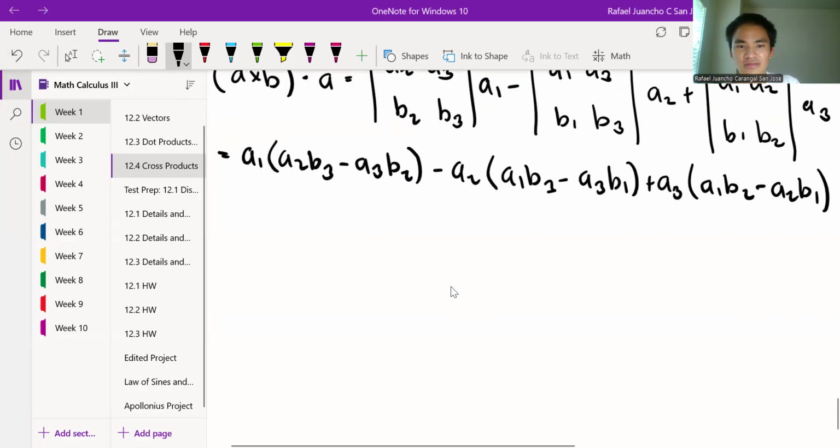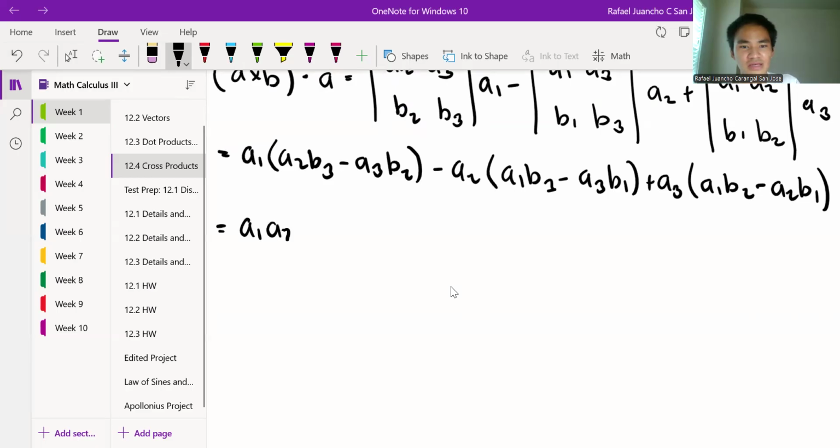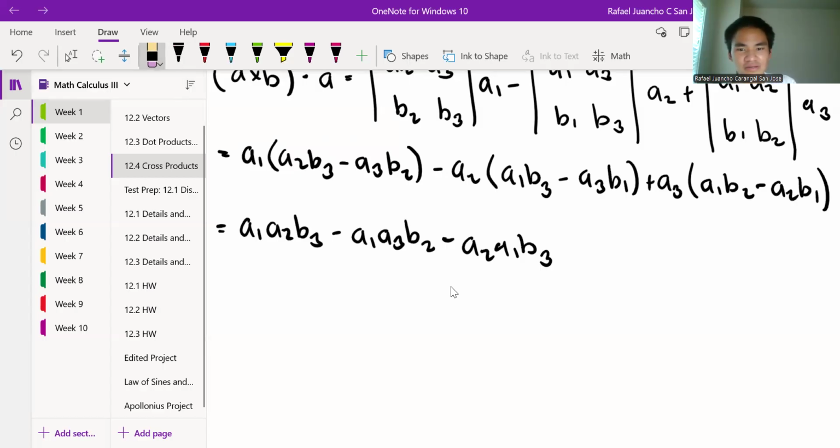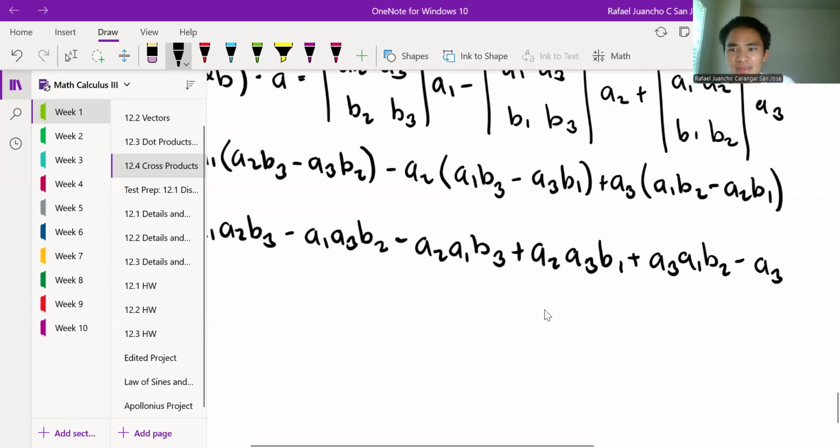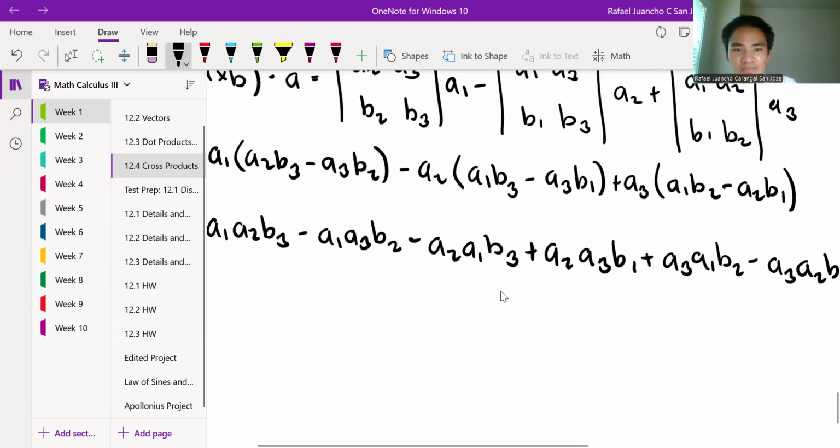And then we can actually expand. So we have A1, A2, B3 minus A1, A3, B2 minus A2, A1, B3, this is supposed to be 3, plus A2, A3, B1, plus A3, A1, B2 minus A3, A2, B1. Now let's look for some similarities.